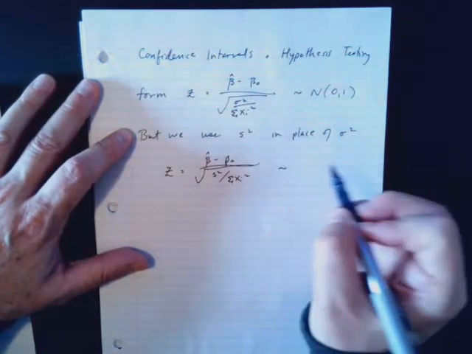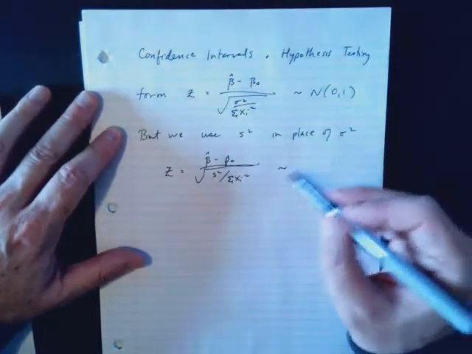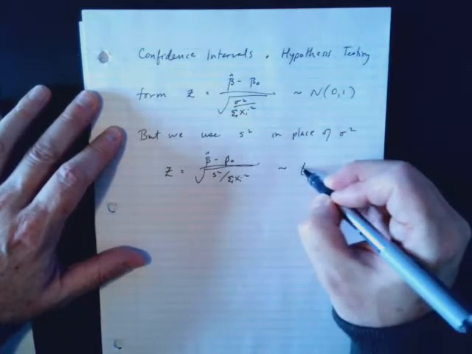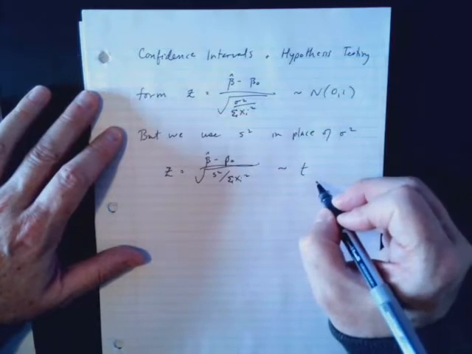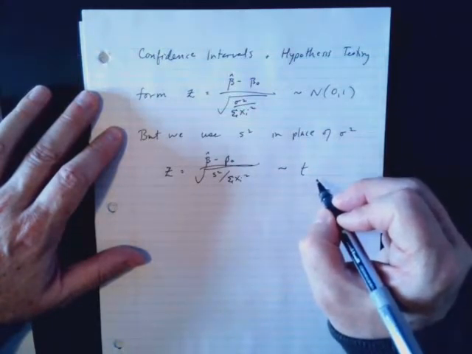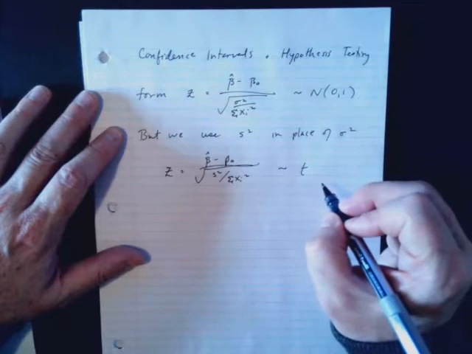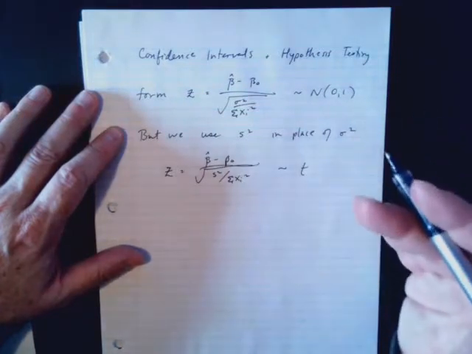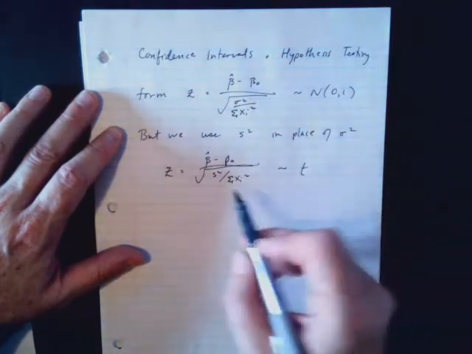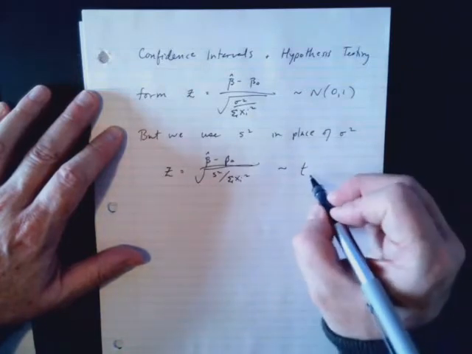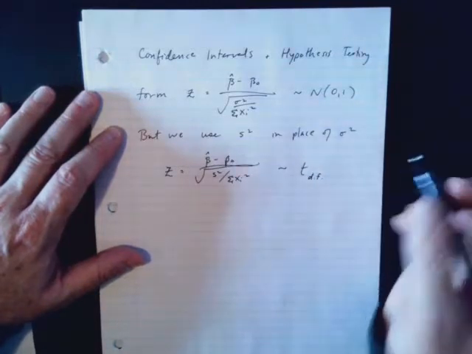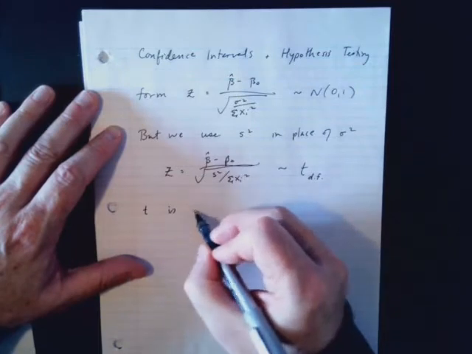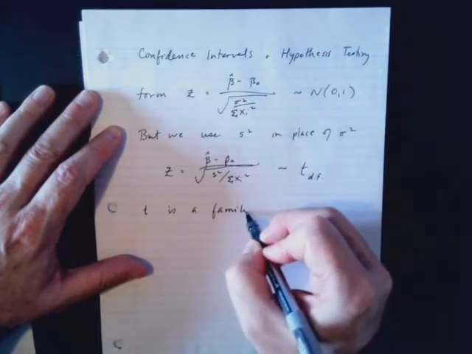And so the change is, this is no longer standard normal. This follows the t distribution. And the t distribution is actually a family of distributions, and it changes with every sample size. It changes based on the number of degrees of freedom that you had when you estimated s squared. So we're going to put as a subscript here the degrees of freedom. Okay, so t is a family of distributions.